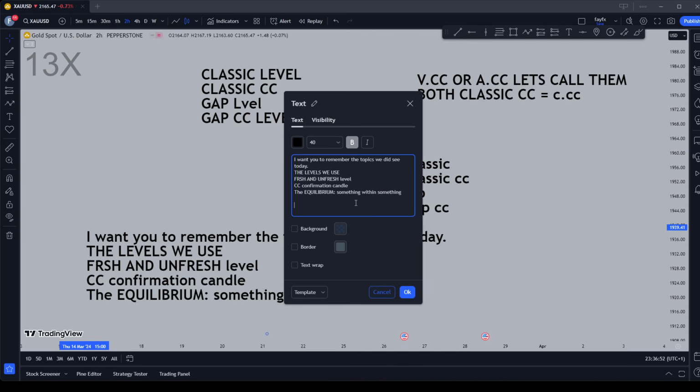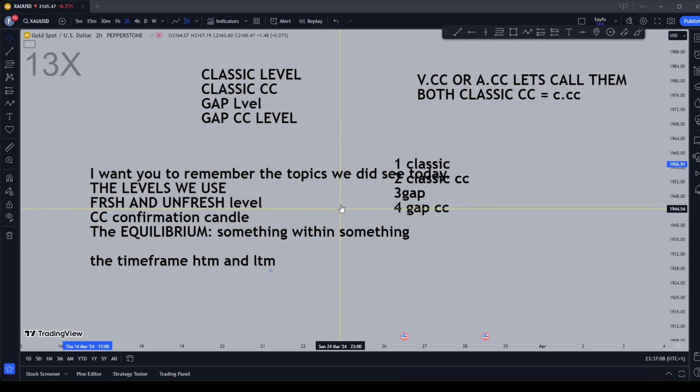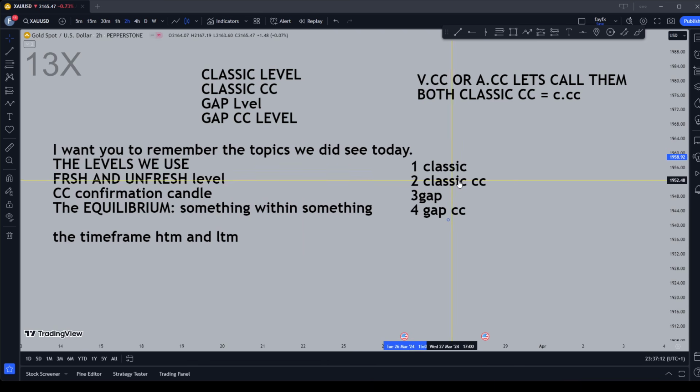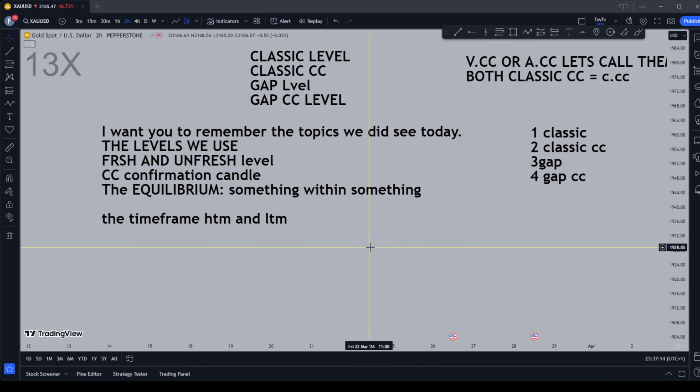Another thing is the time frames, higher time frames and lower time frames. Remember how to use them: 4 hour to 2 hour, 2 hour to 1 hour, 1 hour to 30 minutes, and 30 minutes to 15 minutes.